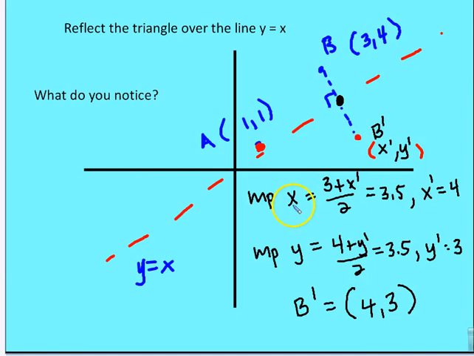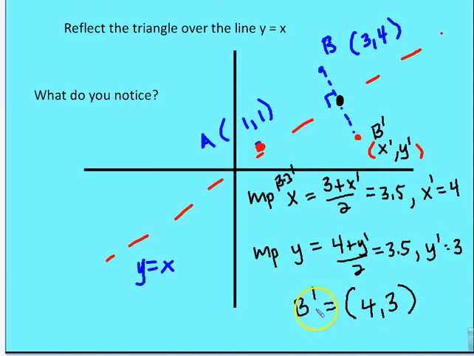So the midpoint of B B prime for x is going to be (3 plus the x prime value) over 2, which is equal to 3/2. I'm going to solve for x prime. x prime ends up being equal to 4. The midpoint of B B prime for y: (4 plus, we don't know, y prime) over 2, and 4 I'm getting from the regular B value, not primed, the preimage value, is equal to 3/2. I solve for y prime, I get 3.